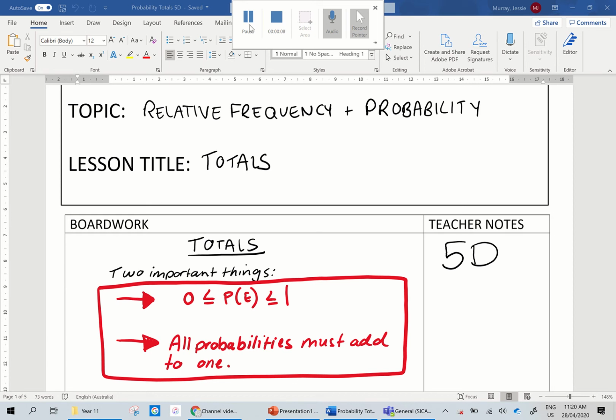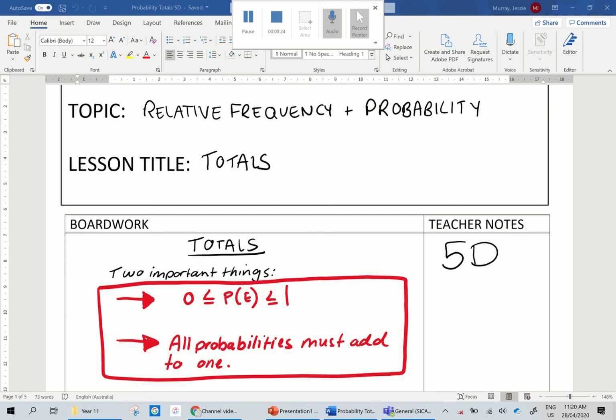It's actually called range of probabilities in your textbook, but I'd rather call it totals. So the lesson is called totals, or you could write probability totals. Basically, there's two important things to know. And I bet you already knew both of these.